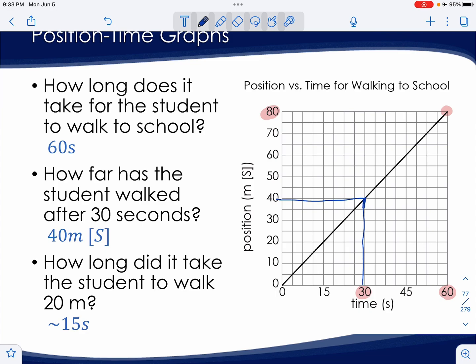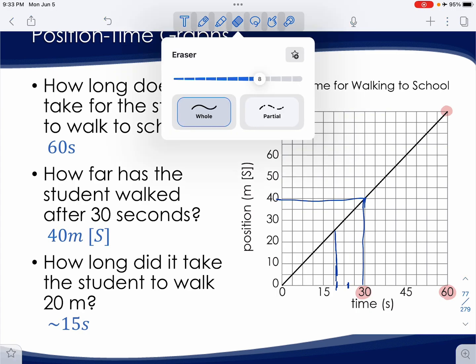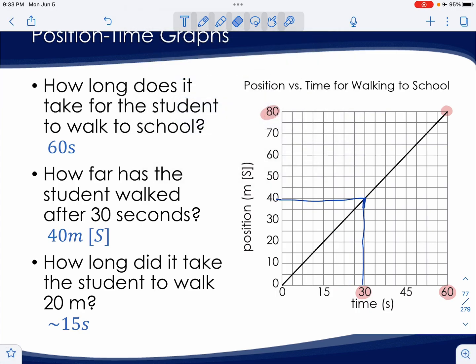So this would be kind of like 20-ish, and this would be kind of like 25, and then there's 30. Oh, excuse me, I did that wrong. It wasn't asking after 20 seconds, it was asking how long did it take to walk 20 meters. So 20 meters is right here. We can draw a line here, and then we can go down and see what the time was. And how long did it take the student to walk 20 meters? It was about 15 seconds.